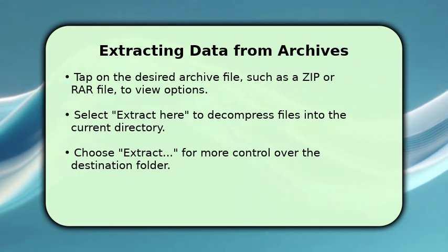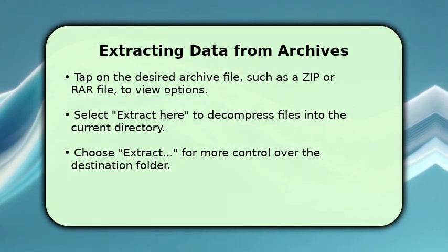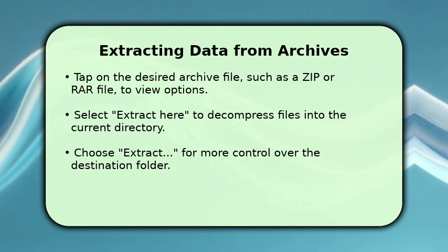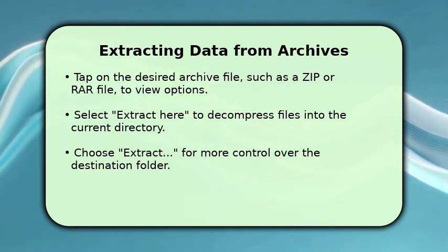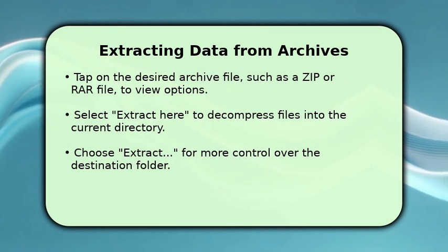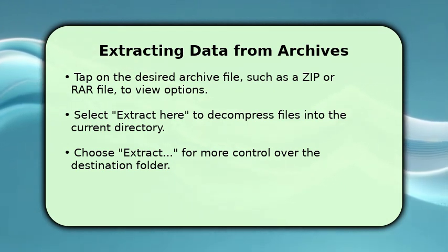Tap on the archive file and a menu will appear. You can choose Extract here to decompress the files directly into the current folder. Alternatively, select Extract to pick a different destination folder for your extracted data.